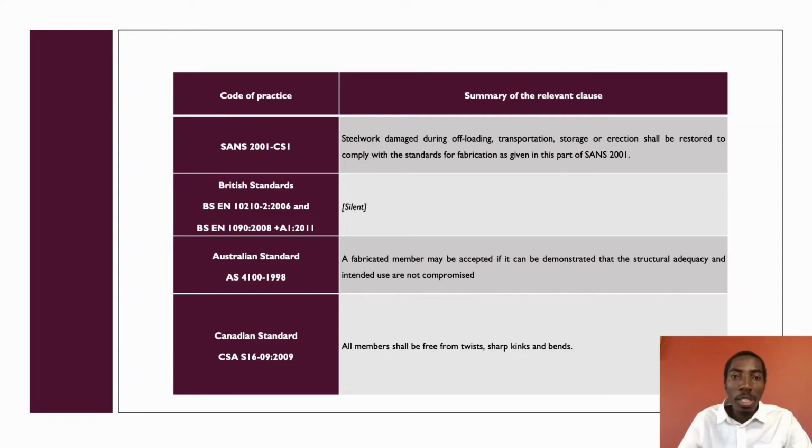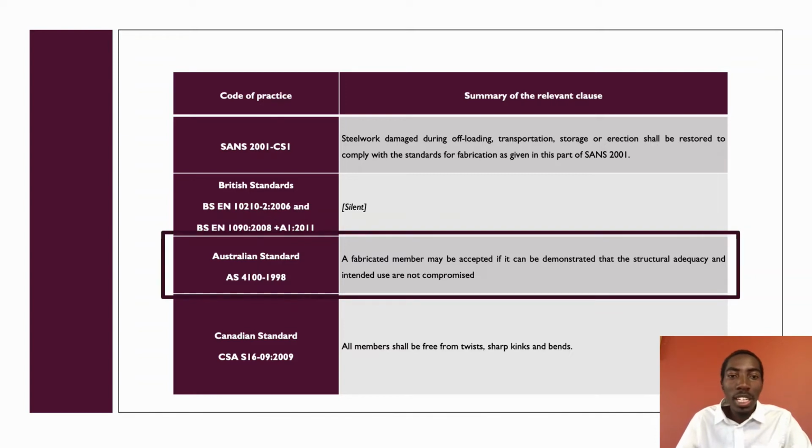When such damage happens, the question then becomes, can the damaged member still be used or not? And the answer should be, well, it depends on how bad the damage is. But if we look at the codes of practice that govern the fabrication of steel members, they don't give any tolerances for damage. Most of them, including our own SANS 2001, tell you that you should not have any damaged member, and if you do, you should send it back to the factory. It's only the Australian standard that allows you to use a damaged member if you can demonstrate that it can still carry its intended load.